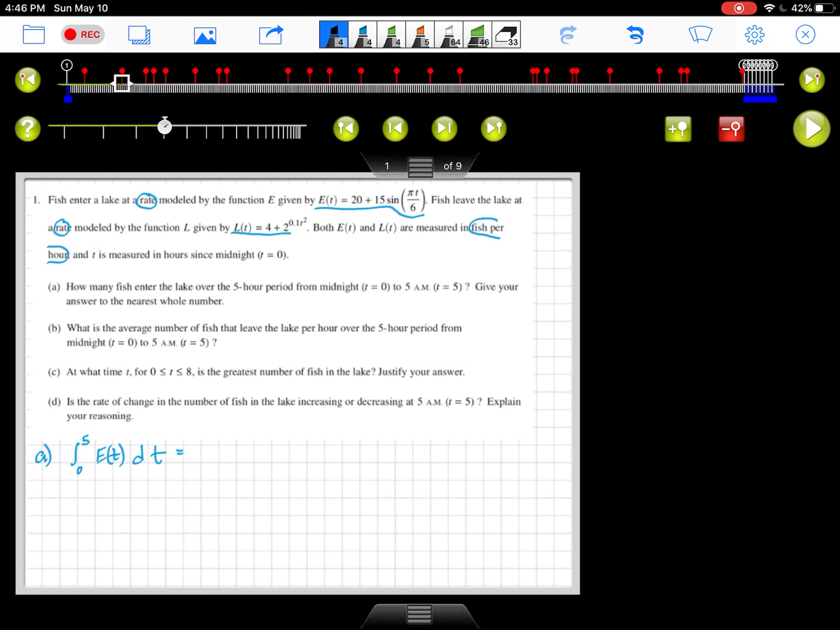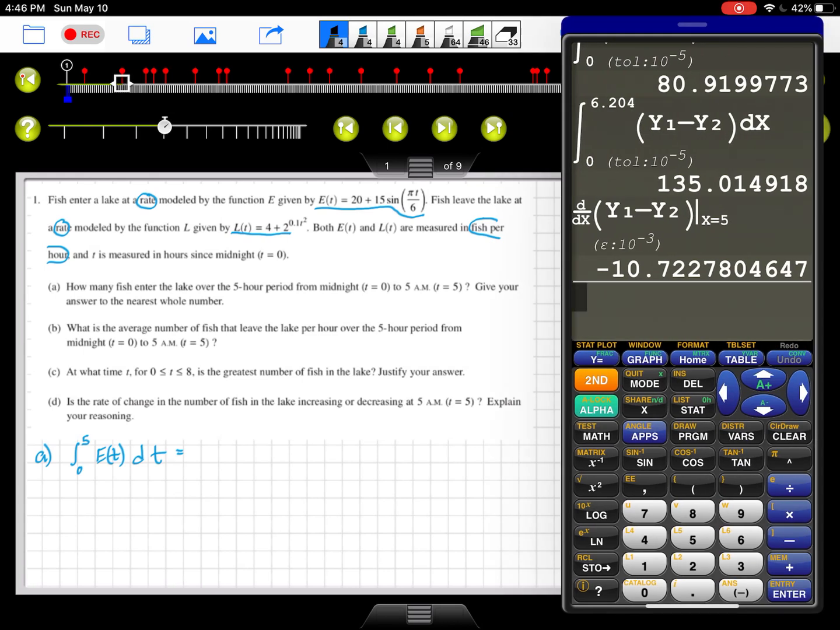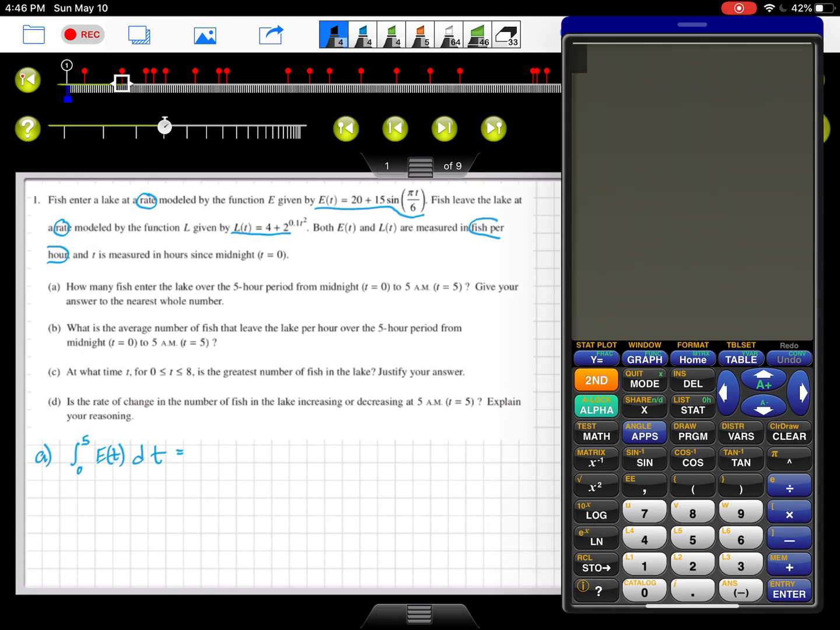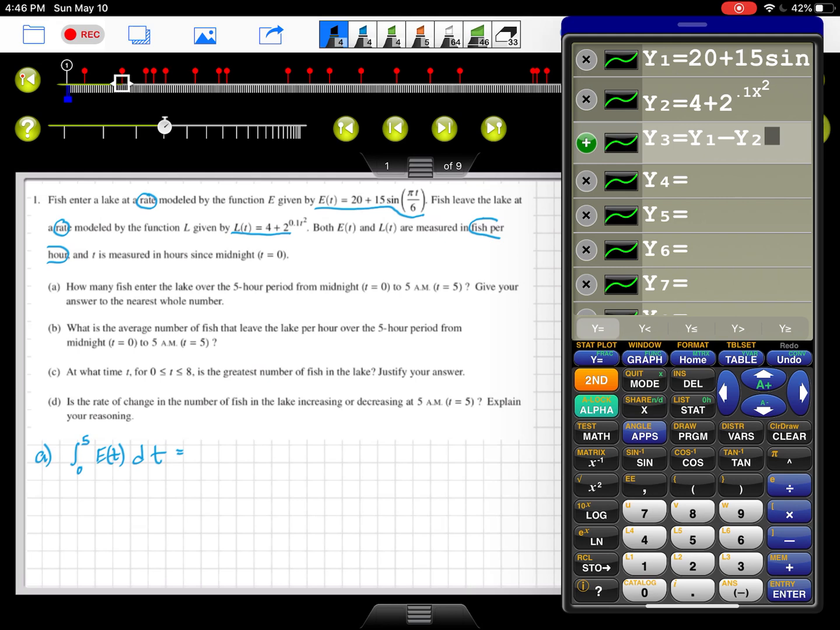So when we do the integral of E, we are finding the amount from the integral of a rate function. To do that, we're going to need our calculator. Let me clear all this right here. When I use my calculator and I'm given functions, I want to make sure that I am inputting the functions into my calculator very carefully. And that's what I did.